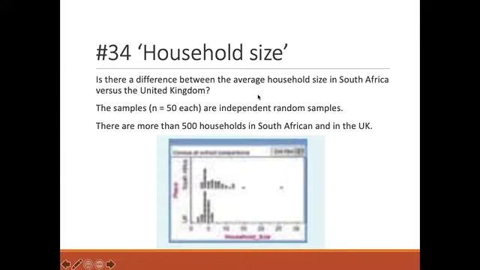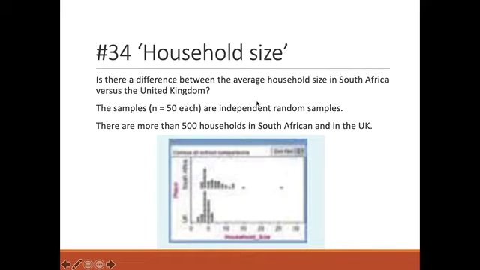Household size in South Africa versus the United Kingdom. Well, here we have samples of size 50. They're independent random samples, independent in the sense that 50 of them are from the United Kingdom. Randomly, we have selected 50 from South Africa. You can't have a household in both South Africa and the United Kingdom, so they are independent of one another, random samples. This is an observational study, so 10 times 50 would be 500. Certainly, there are more than 500 households in South Africa and 500 in the United Kingdom from which you could have sampled.